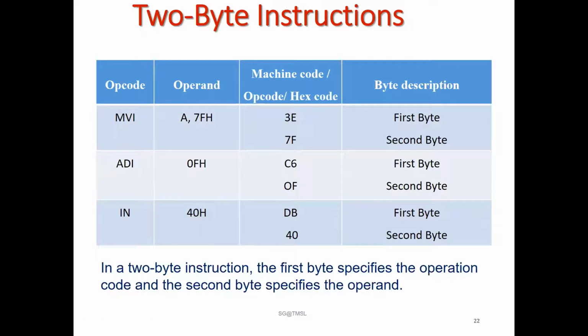So here MVI A, 7F has two parts. One is the opcode, another is the operand. The opcode is defined by 3E, and the operand is the other part.